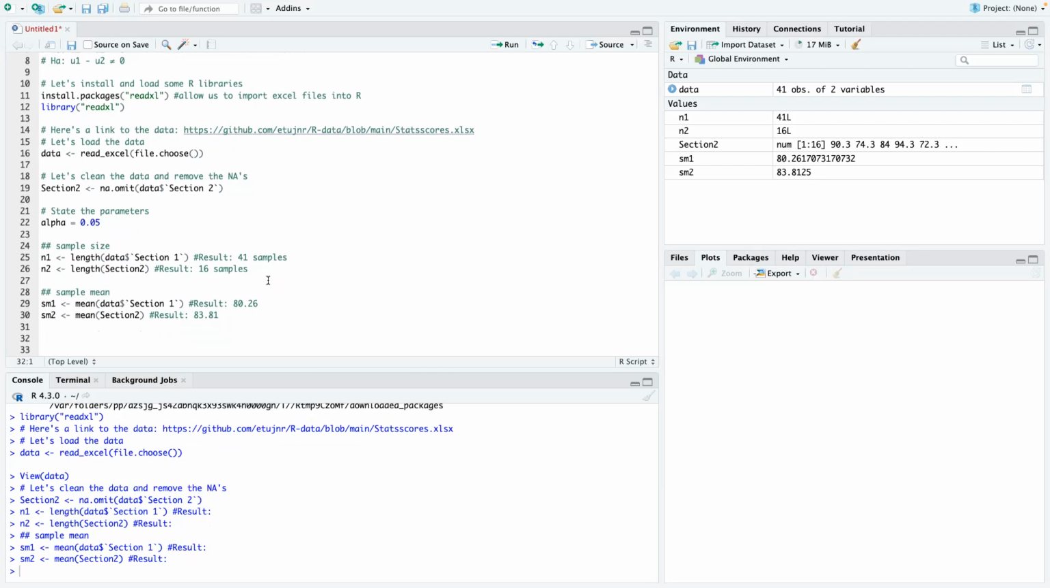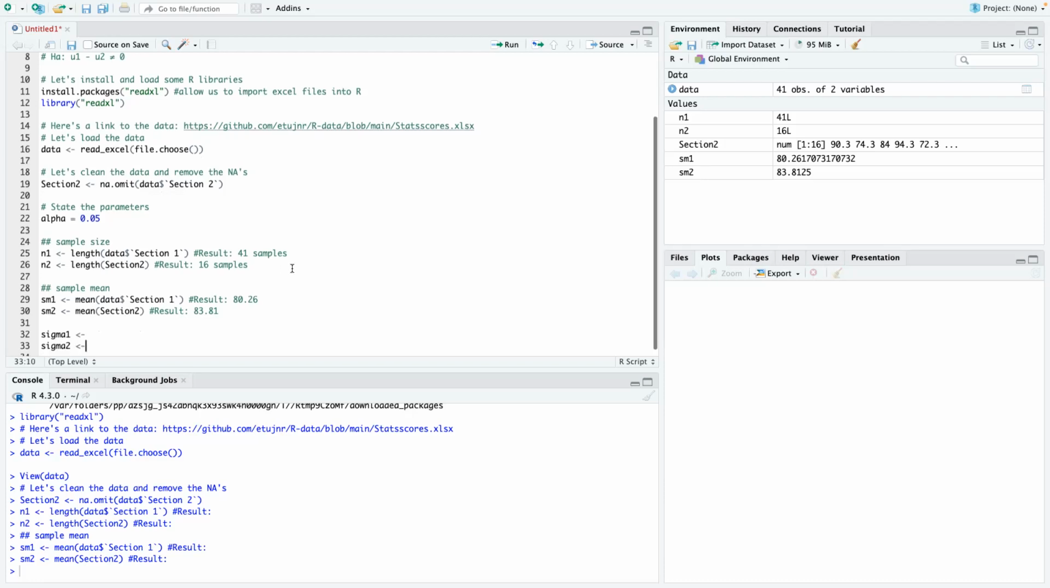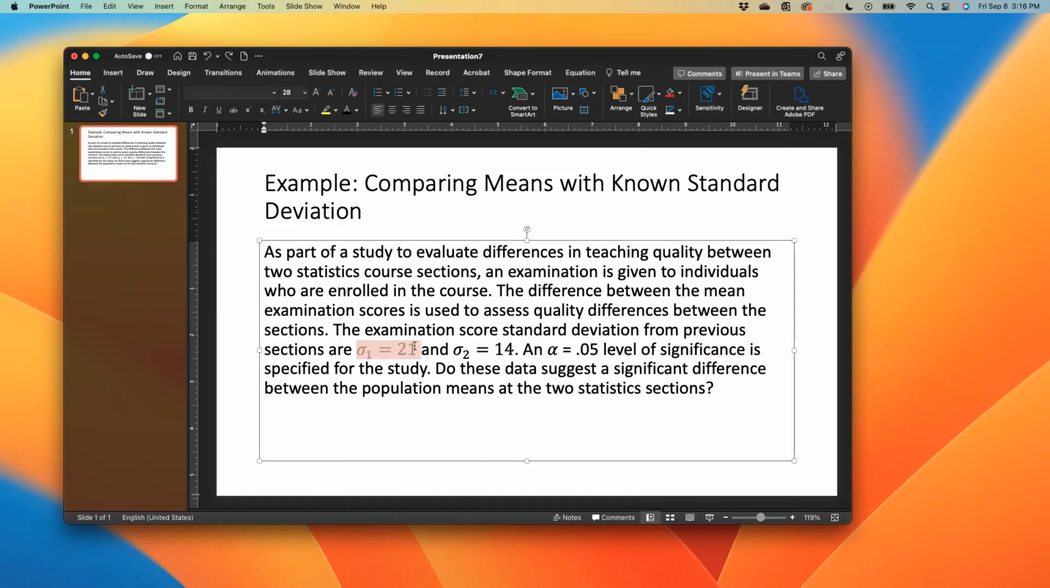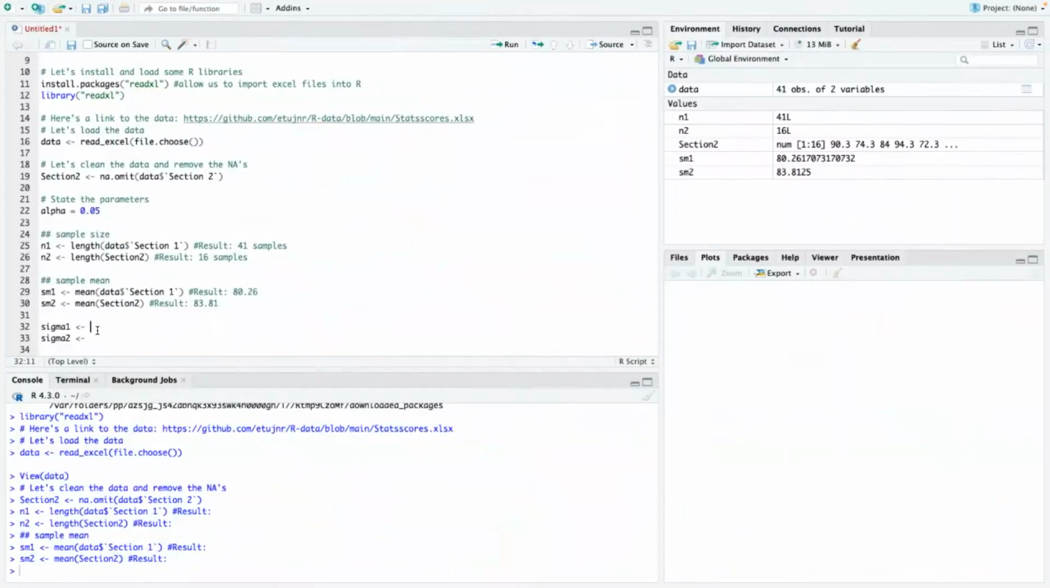And then the next thing is for us to put our standard deviations. We have 2 standard deviations, sigma 1 and sigma 2, and the question provides those because they are based on historical information. So you can see it here: the first section is 21, the second section is 14. So all we do is write 21 and 14 here, so that you know where that value is coming from. Given population standard deviation for first section.